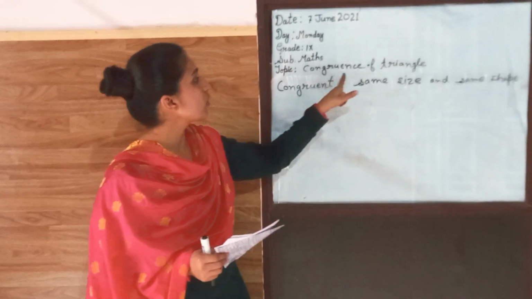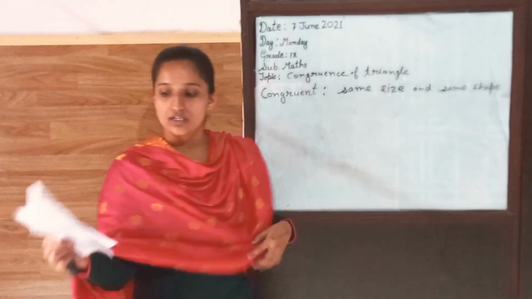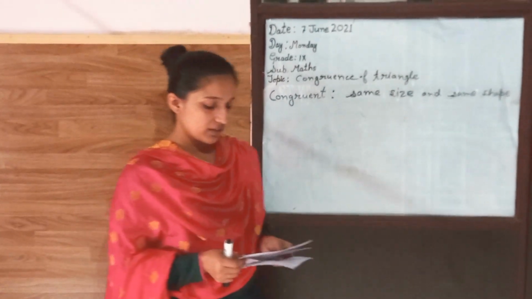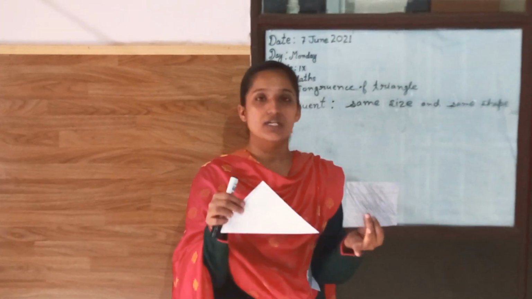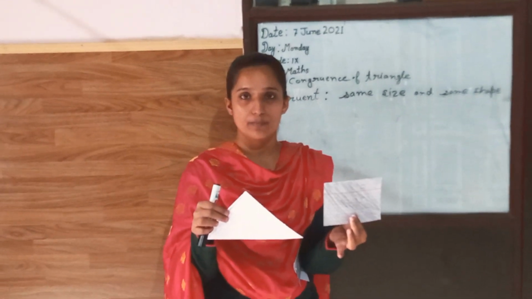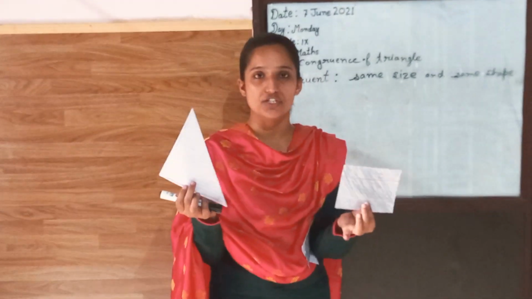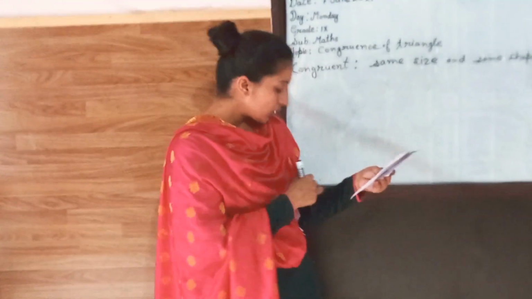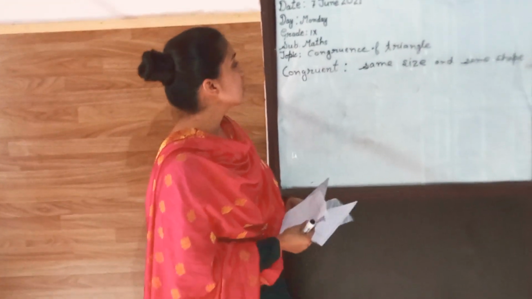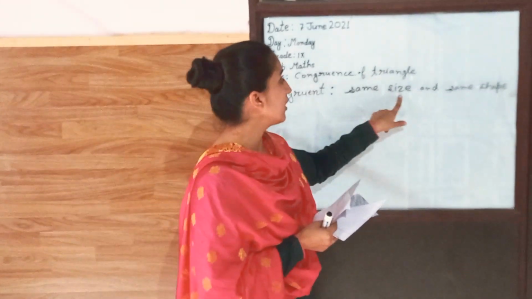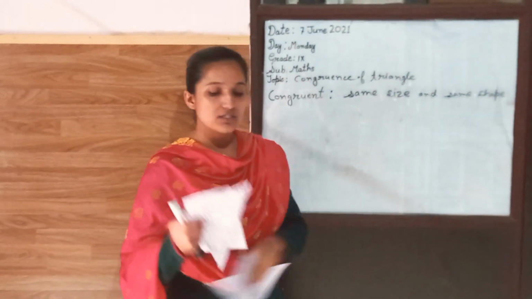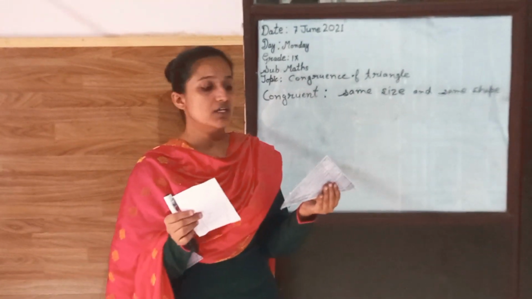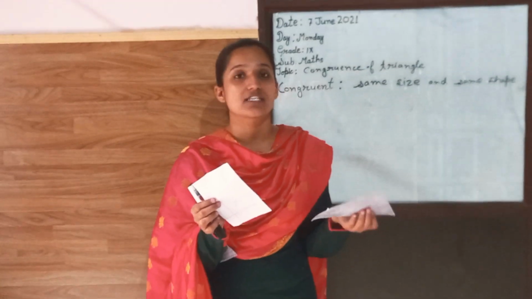Here we are talking about congruence of triangles. Now you can tell me, can we say these two figures have the same shape? No, these are different shapes. It is a triangle and it is a rectangle. These are not the same. For congruency, we have two basic points: same size and same shape. It has different shapes, so we can't say it is congruent.